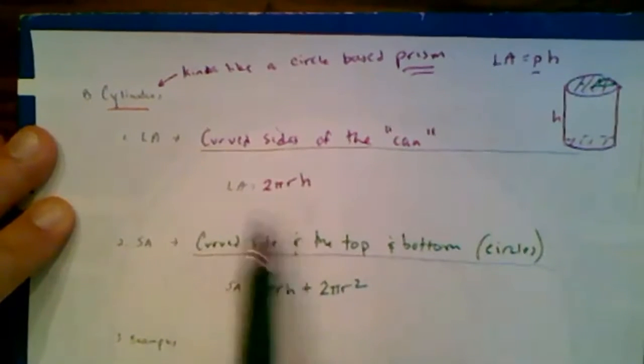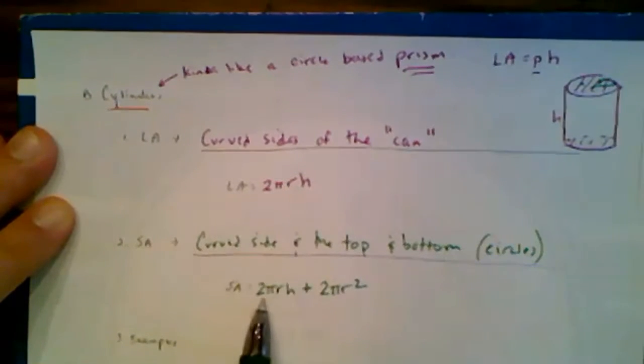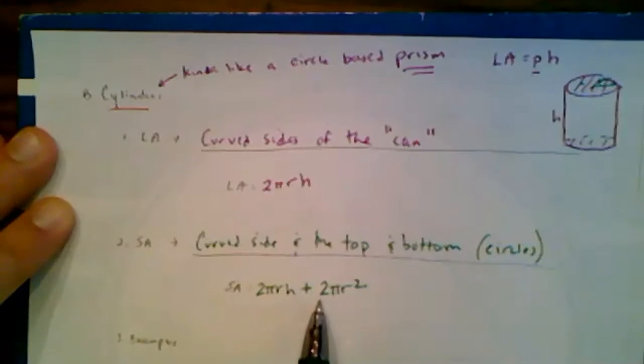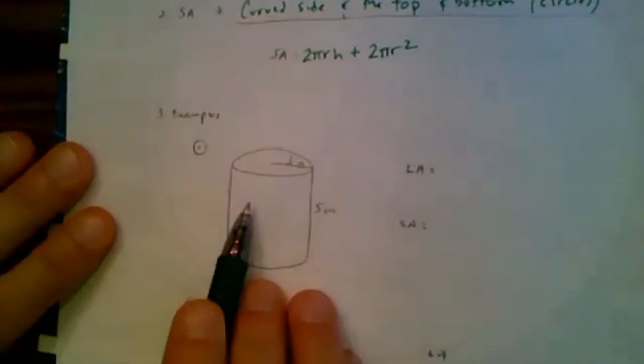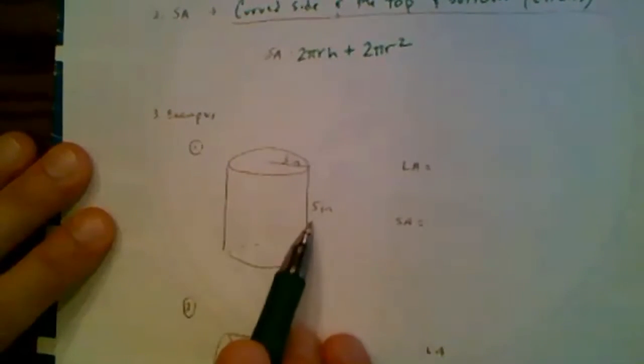So those are your 2 formulas. Here's your lateral area formula, which shows up in the surface area formula, and then you have to add on 2 circle bases. That 2 is coming from the fact that there's a top and a bottom, and then pi r squared is the area of a circle. All right, let's see if we can use these. So here I have a cylinder with a radius of 3 and a height of 5.